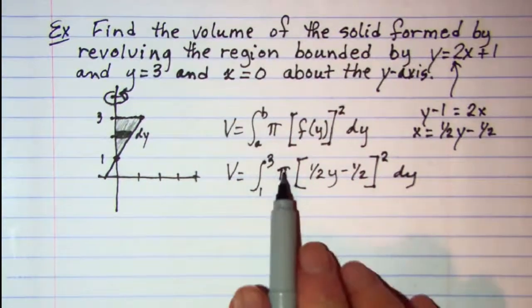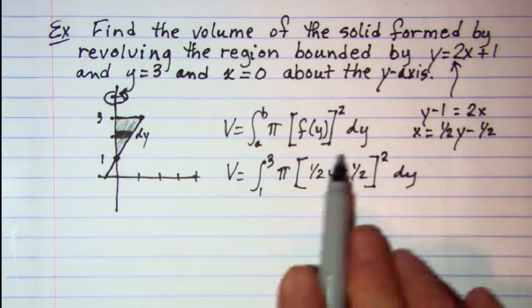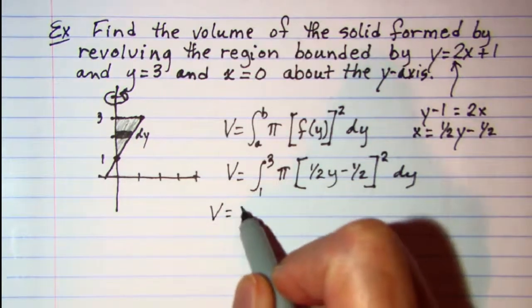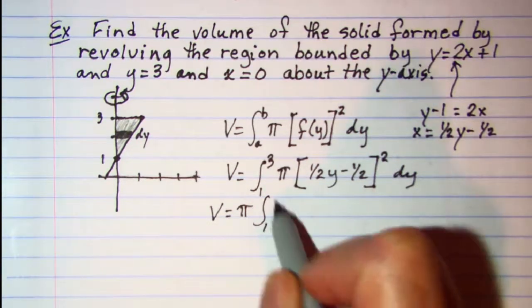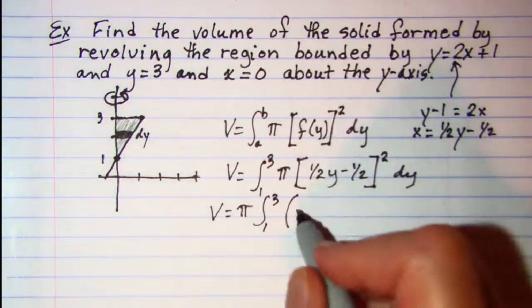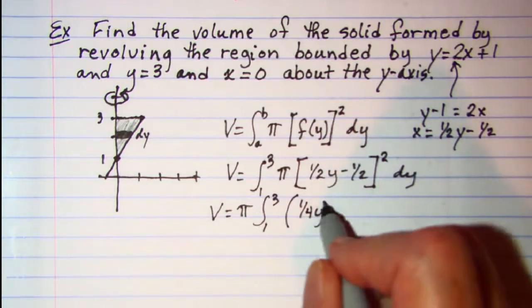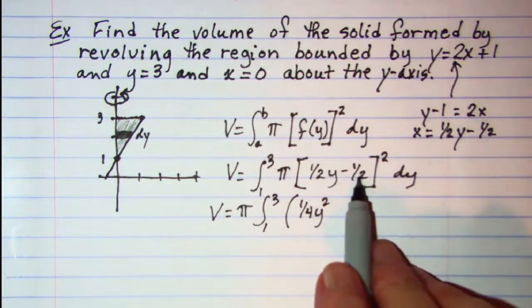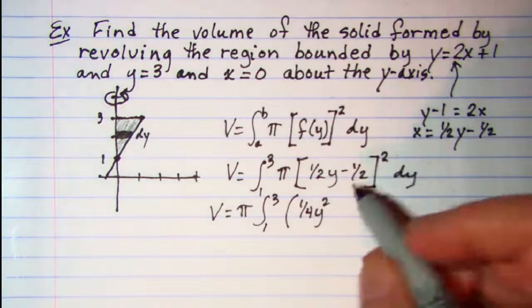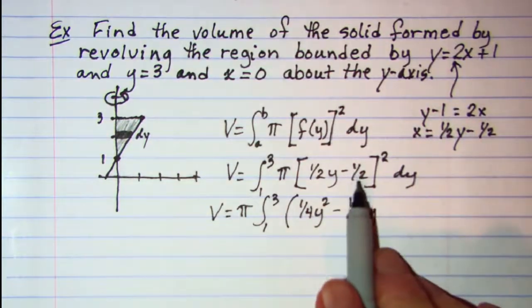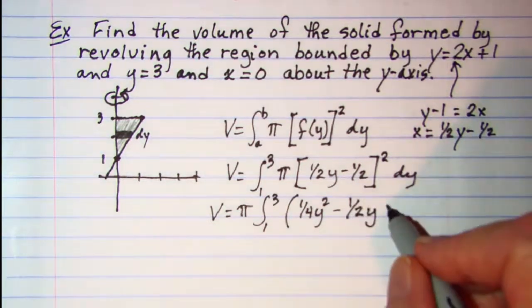I'm going to pull my pi out in front, and then I'm going to square this binomial. So my function is pi times the integral from 1 to 3 of 1/2 y squared, which is 1/4 y squared. And then multiply these two and double it. So negative 1/4 doubled is a negative 1/2 y. And then a negative 1/2 squared is a positive 1/4.